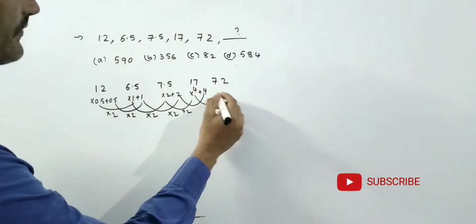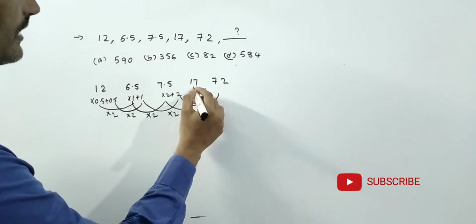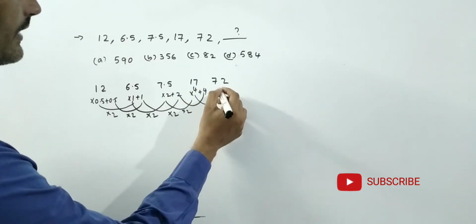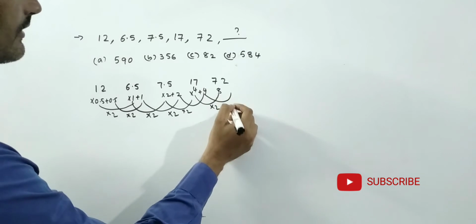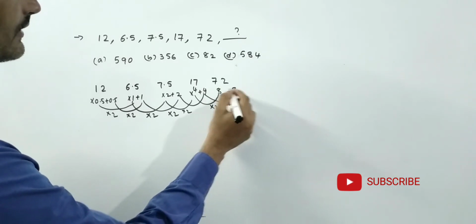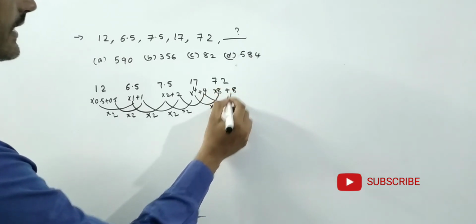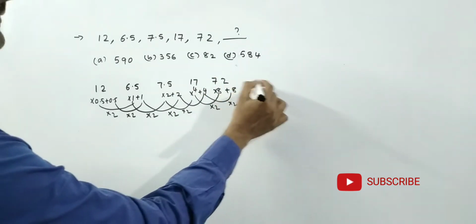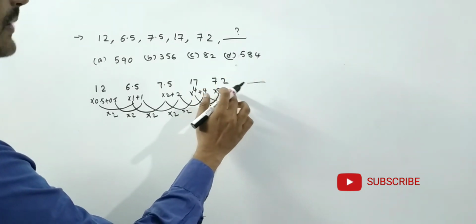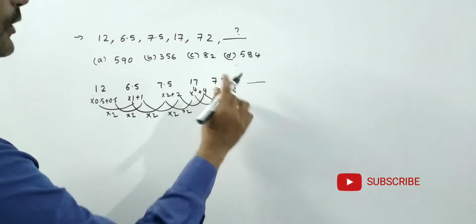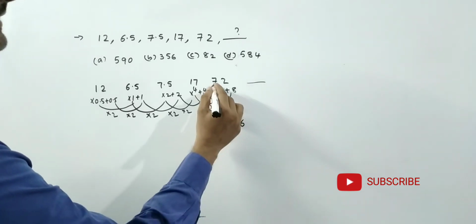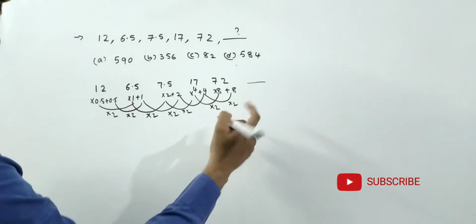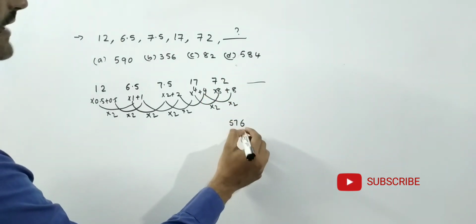Again here what will come? Into 4 plus 4 into 2, 8. Here into 2, 8. That means into 8 plus 8. See friends, answer is 72 into 8 plus 8. That means 8 2s are 16, 8 7s are 56 plus 1, 57 plus 8.